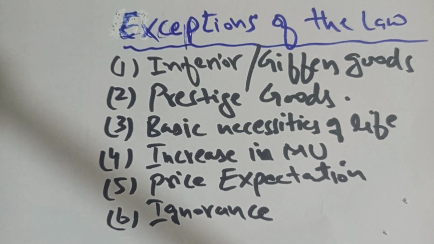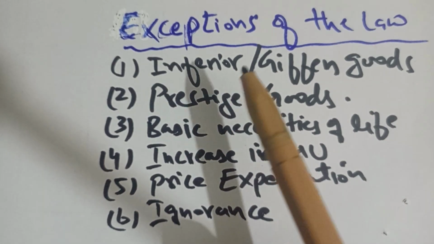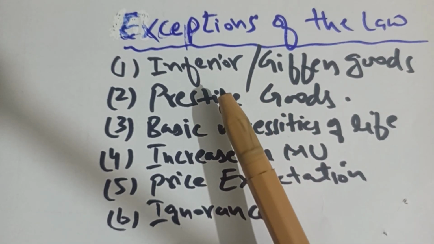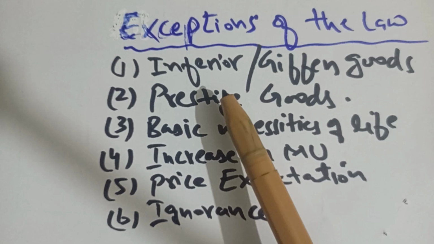Exception of the law of demand. Though as a rule when the prices of normal goods rise, the demand for them decreases, there may be a few cases when the law may not operate. These cases are called exceptions of the law of demand. Following are the exceptions of the law of demand, in which the first is inferior or Giffen goods.